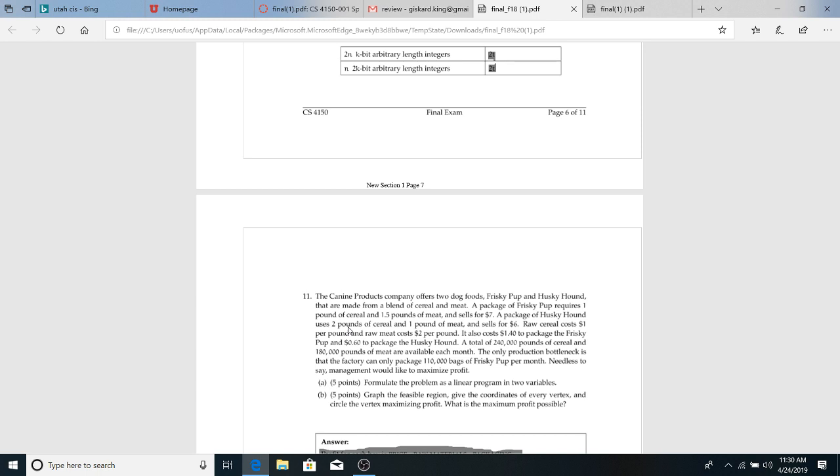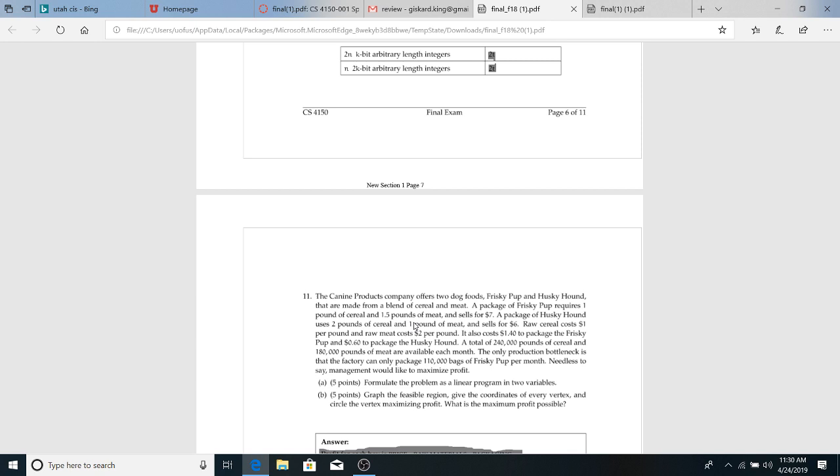All right, so then this one should be, I made a small error there. So that should be 1 pound of cereal for F and 2 pounds of cereal for H. Okay, and then for meat, the first one had 1.5 for F. And then for H, it was 2. It was also 2. No, 1 pound of meat for H. Right, so that's your meat constraint.